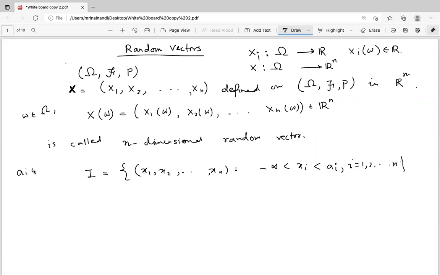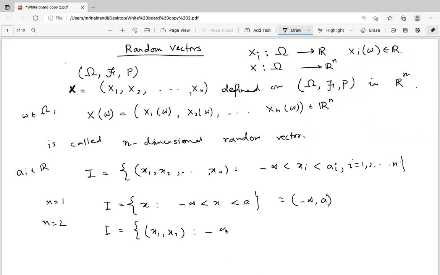If n equal to 1, the interval means the set of all x, or x1, such that x belongs to minus infinity to a1, or a. It is an open interval. For n equal to 2, x1, x2 are such that x1 is in minus infinity to a1, and x2 is in minus infinity to a2. So this is the interval.